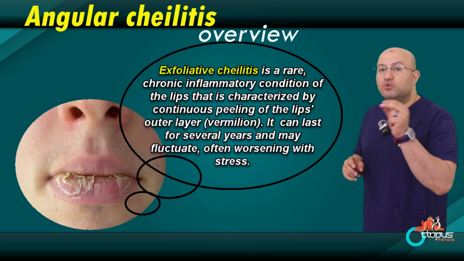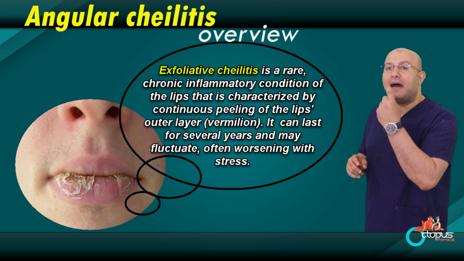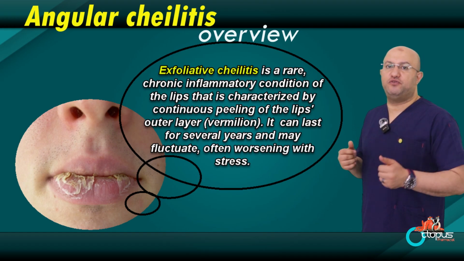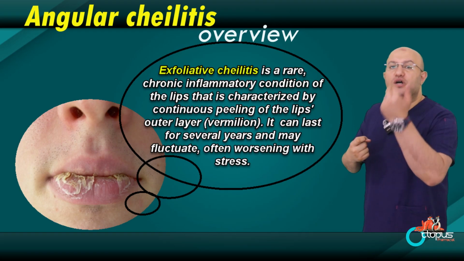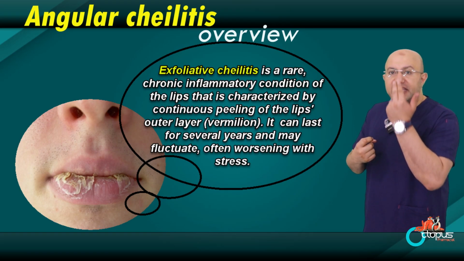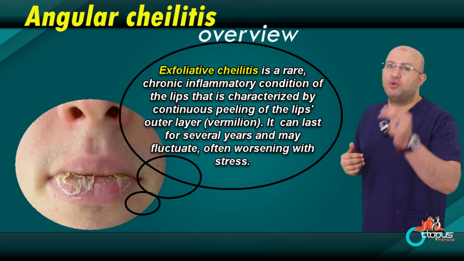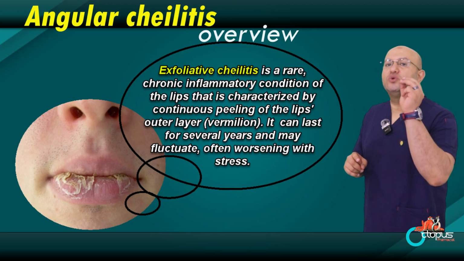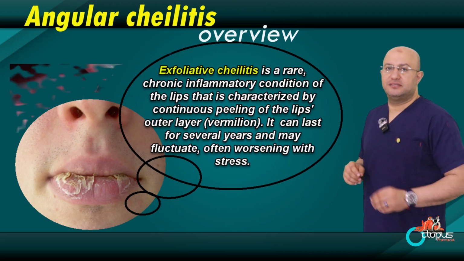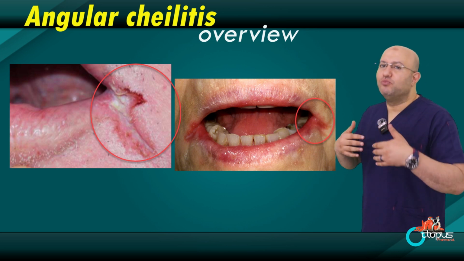4. Angular cheilitis or angular stomatitis. Now, let's move to the main topic of today's episode, angular cheilitis. As the name suggests, cheilitis means inflammation of the lips, and angular refers to the angles or corners of the mouth. This condition affects one or both corners of the lips, causing cracks, redness, and pain.